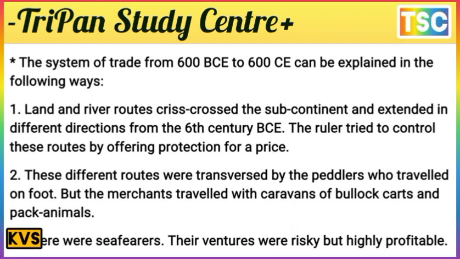The system of trade from 600 BCE to 600 CE is explained in the following way. That's an important point. Land and river routes crossed the subcontinent and extended in different directions from the 6th century BCE, and the rulers tried to control these routes by offering protection for a price. That's important. The 6th century is important.